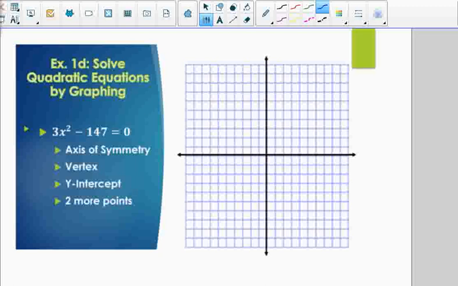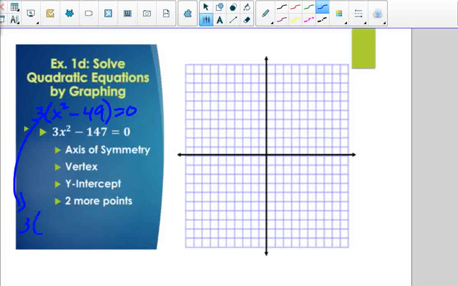So here, 3x squared minus 147 equals 0. I would first factor this out. So this would be 3 times x squared minus 49 equals 0. And the reason why I'm doing that is because I can factor this even more. So this would be 3 times x minus 7 times x plus 7, and this will equal 0. Okay, remember our first step is to find the axis of symmetry. Again, I'm missing the middle term, so that means my y-axis is the axis of symmetry.